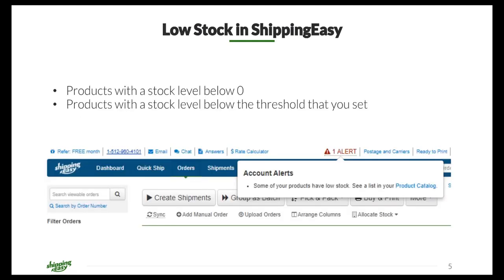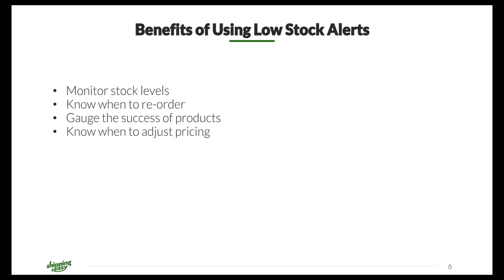So how does ShippingEasy view low stock alerts? Within the app, ShippingEasy will view the low stock products on your account as any product that has a stock level that's below 0 or the threshold that you've set within ShippingEasy. So we automatically set your merchant fulfilled products to a low stock threshold of 0, which you can update at any time. What are the benefits of using low stock alerts?